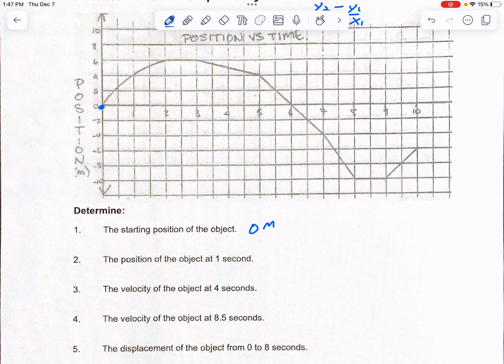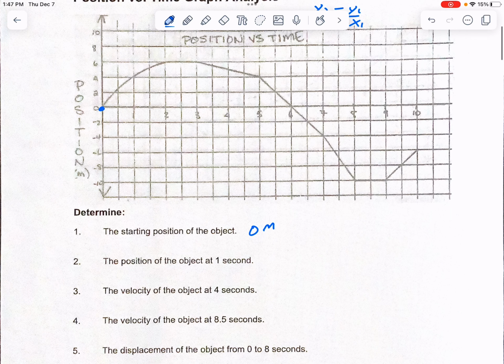Number two, the position of the object at 1 second. So all you've got to do is find out where you are on the y. At 1 second, I'm right here. So that's going to be 4 meters, and that's all you've got to do for position.